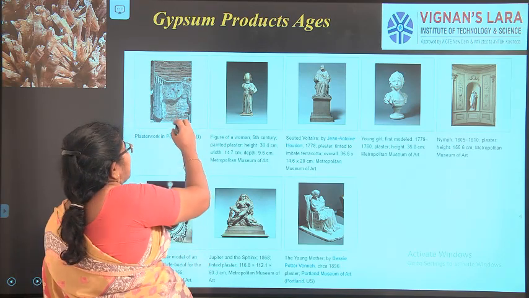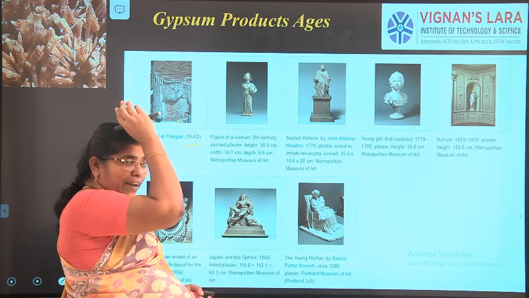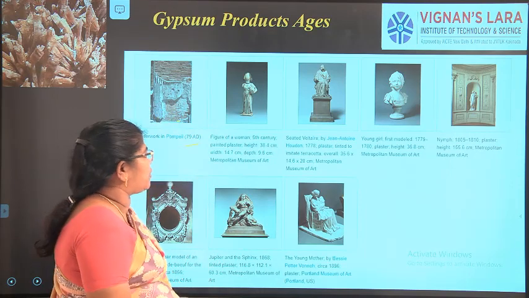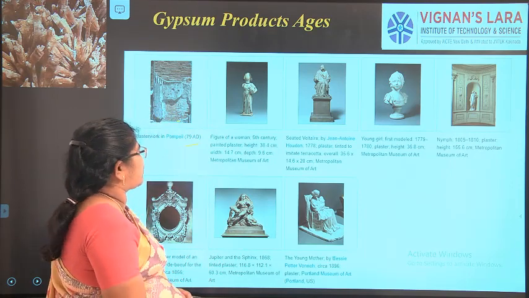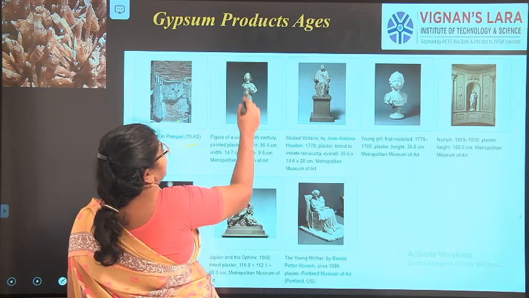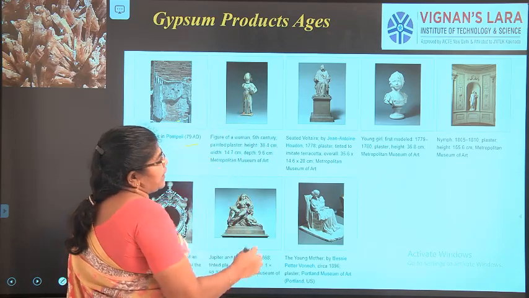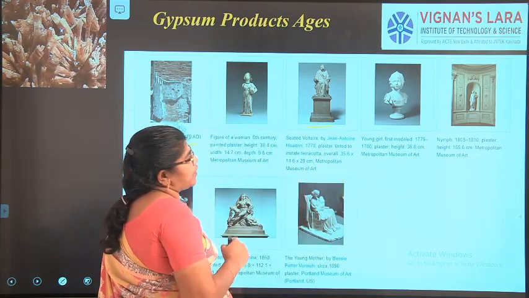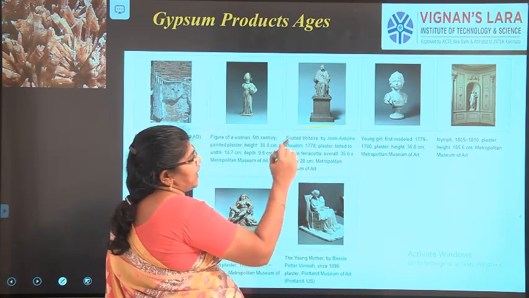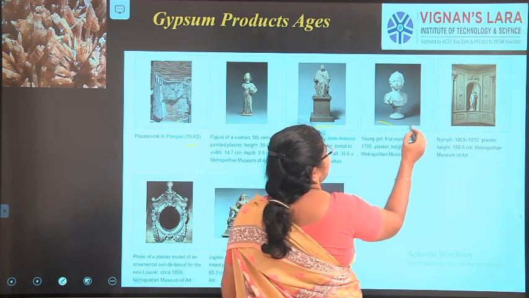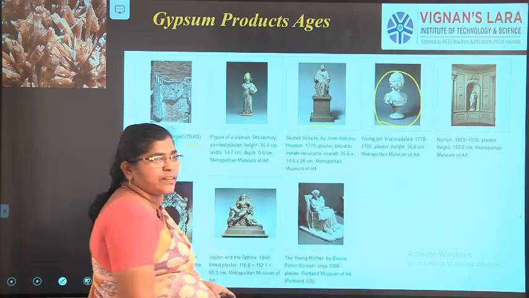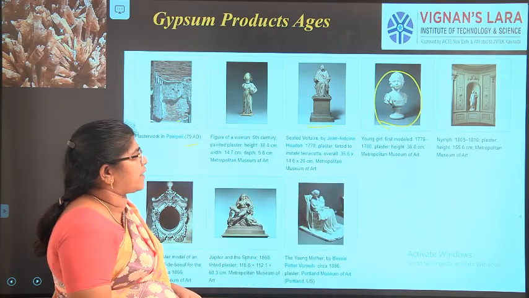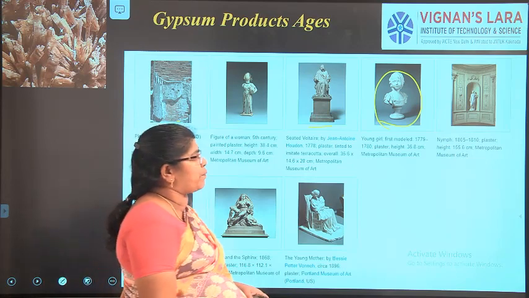You can see that it is from 79 AD, around 2000 years ago, when it was used. It is a small 38.4 centimeter woman, and here you can see the different sculptures, right? It is by Jean Antoine Houdon in 1778. It is a young girl that is modeled. Even now this statue is very famous, and it is available in photos in different places.